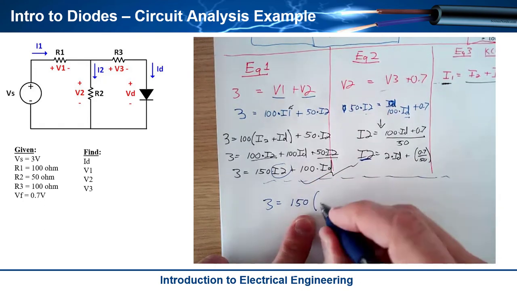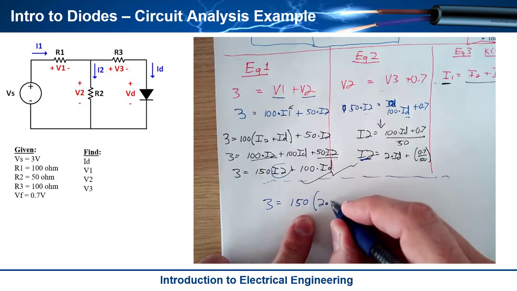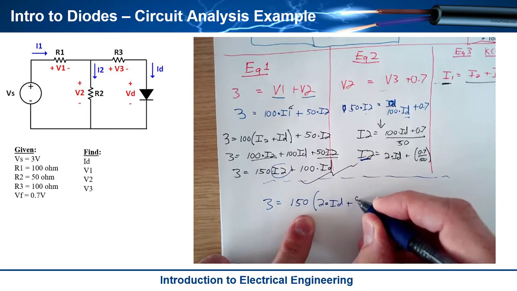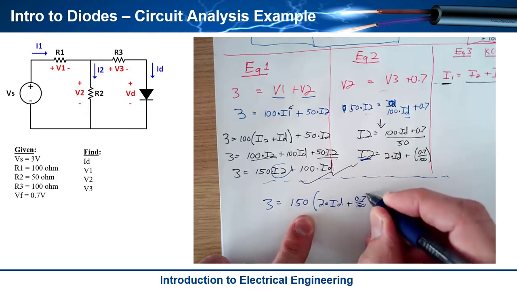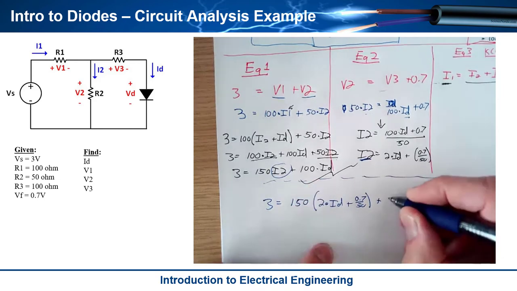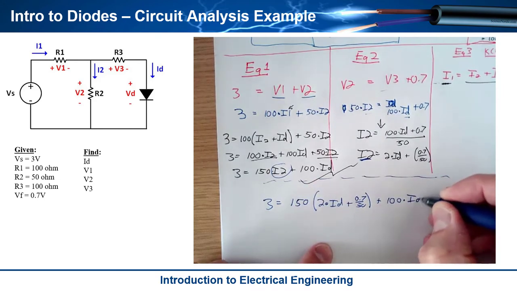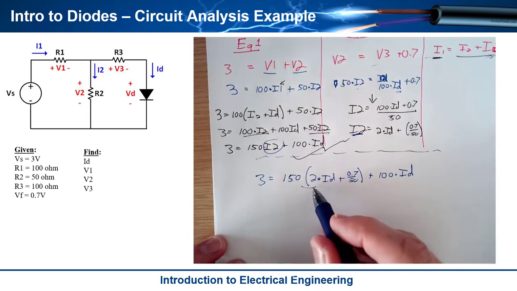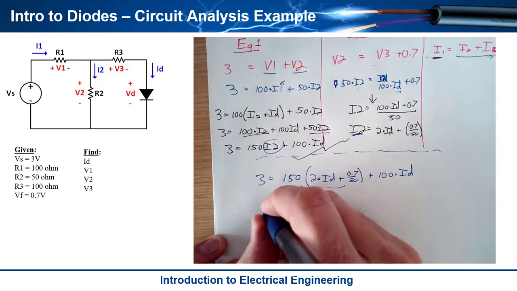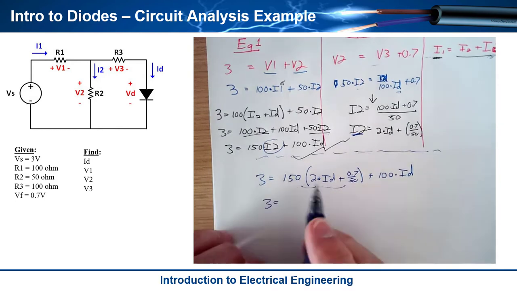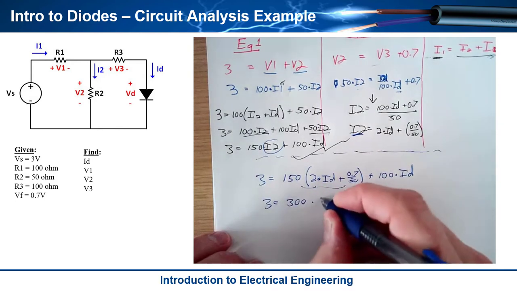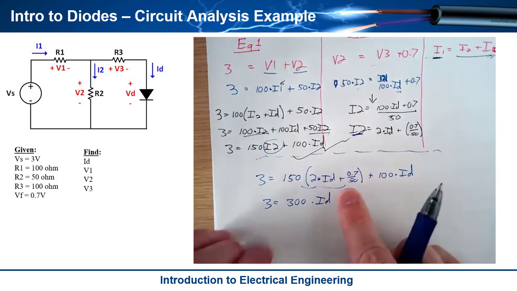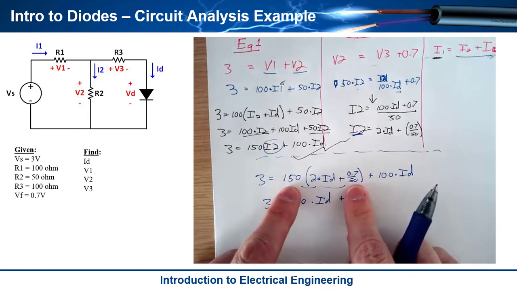And so I'm going to have 2 multiplied by ID plus 0.7 over 50, we'll just leave it as is, plus 100 times ID. Okay, now we're getting there. Now let's multiply 150 through this one, and we'll get 3 is equal to 150 times 2, so I got 300 ID plus, now I left it in this form because it's kind of neat, 150 times 0.7 over 50.